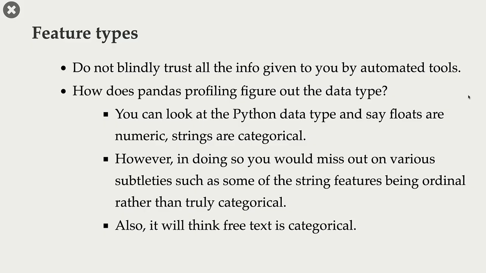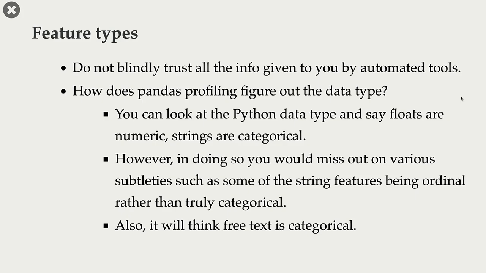But we know that that's not always going to be true, right? There could be some variables which are actually ordinal variables, and you want to apply a different kind of encoding on these variables. Or there could be some free text columns. If it sees a free text column, it's going to encode it as a categorical variable. But we know that we usually apply a different kind of encoding on text columns.